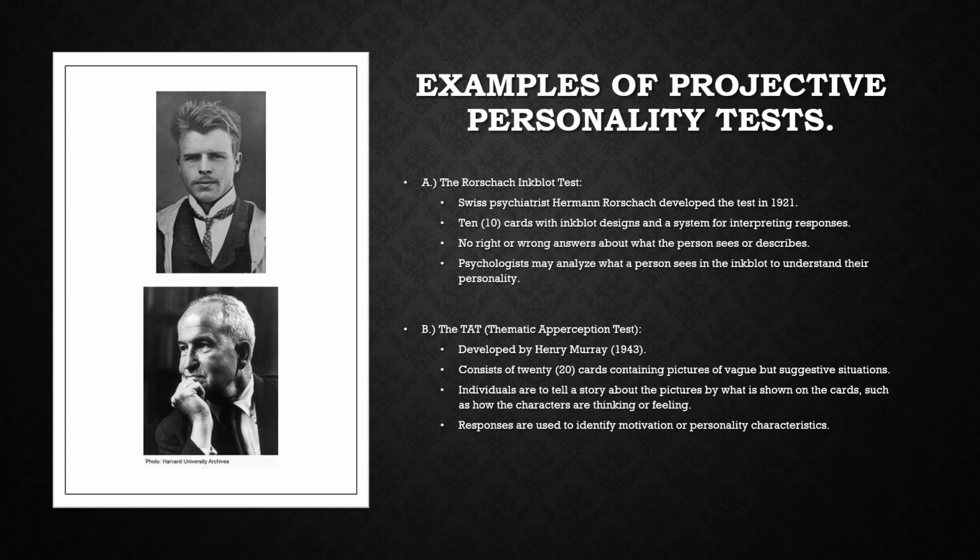B, the TAT, thematic apperception test, and we talked about this in one of our previous lessons. Developed by Henry Murray, 1943. You can see his picture down there at the bottom. It consists of 20 cards containing pictures of vague but suggestive situations. Individuals are to tell a story about the pictures by what is shown on the cards, such as how the characters are thinking or feeling. Responses are used to identify motivation or personality characteristics.